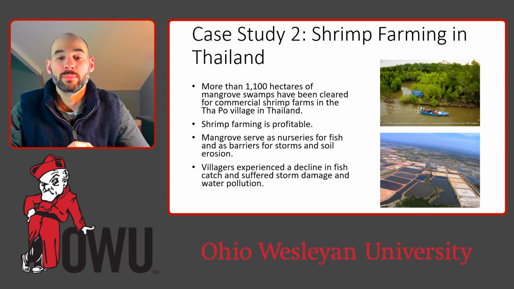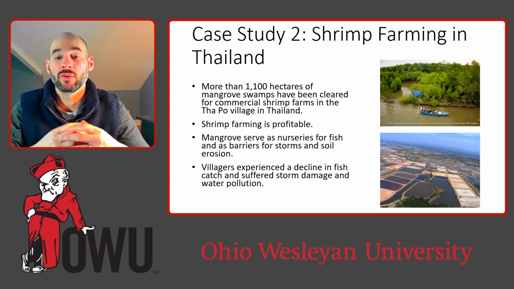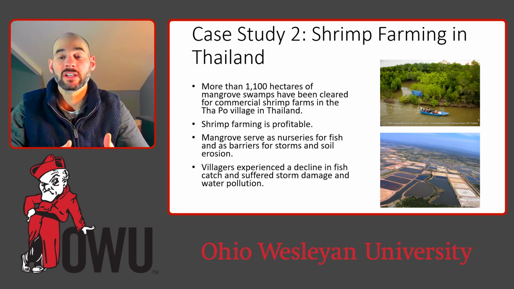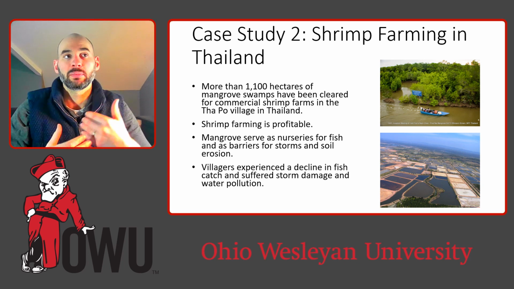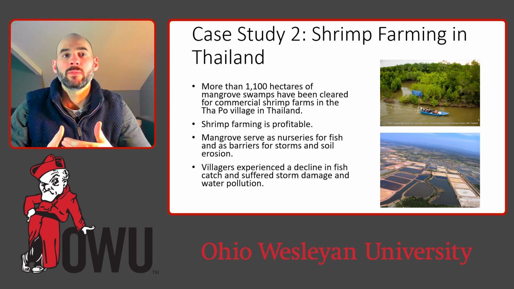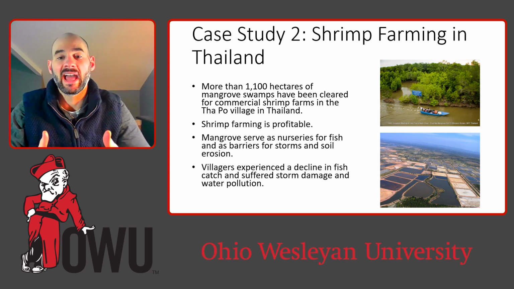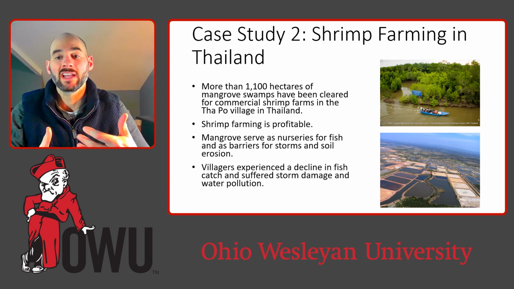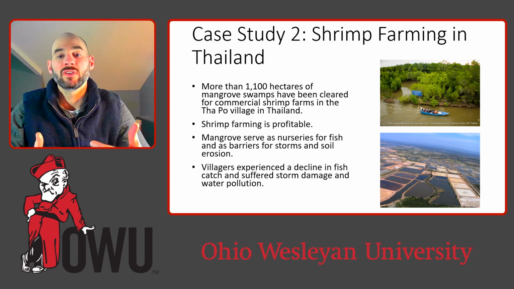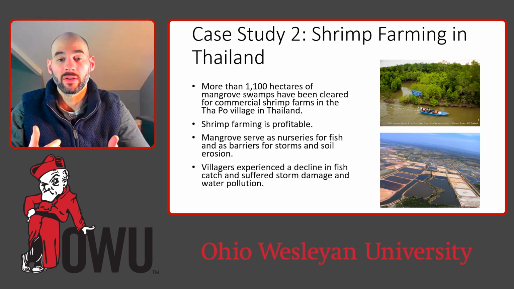And one of those would be that mangroves provide ecosystem services that have value for the community, even if they aren't explicitly owned as a means of production for a particular company. And so they can serve as nurseries for fish to help populate natural fish species, as well as providing flood risk mitigation natural capital in the forms of barriers from storms or soil erosion.